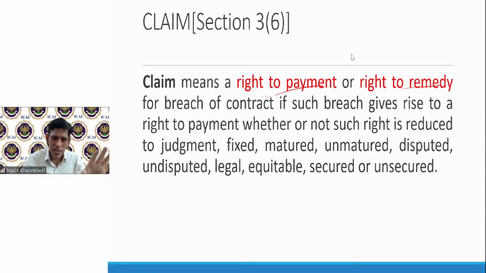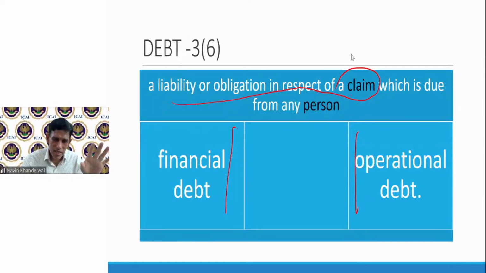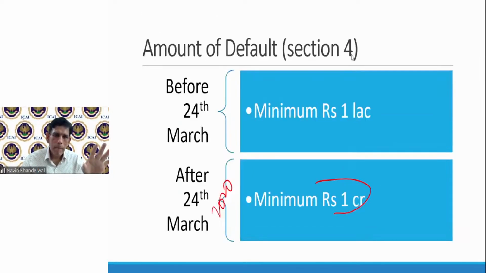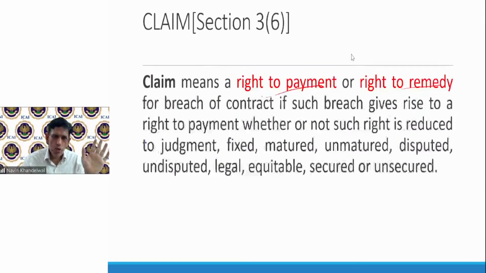Definitions under Section 3.6 of a claim. Then 3.6 as debt. 3.12 of default. So looking at the definition, what does claim mean? Right to payment, right to remedy for a breach of contract.